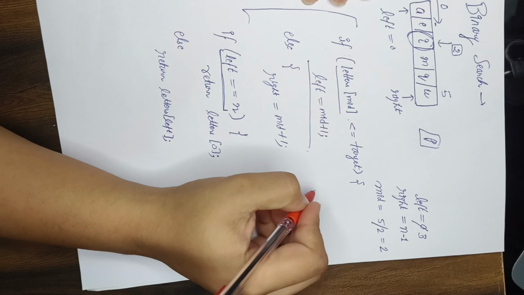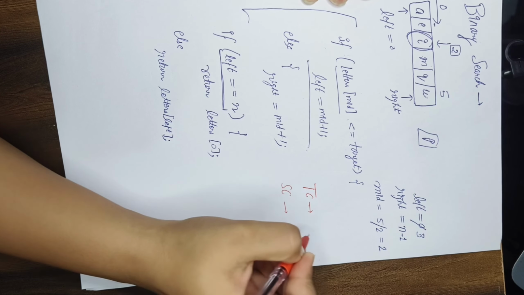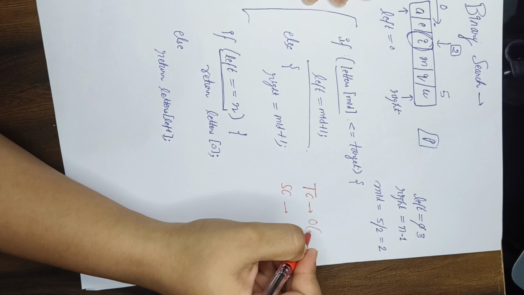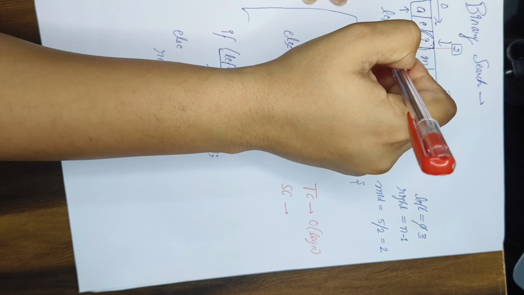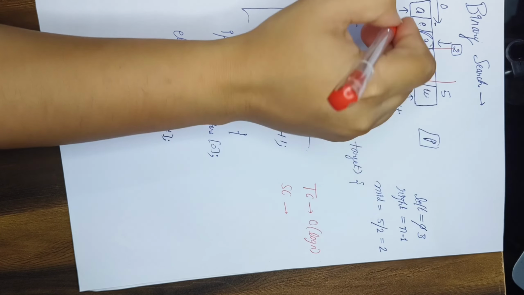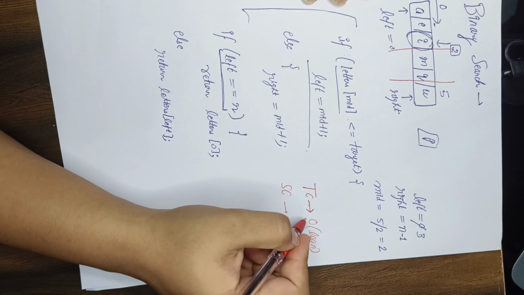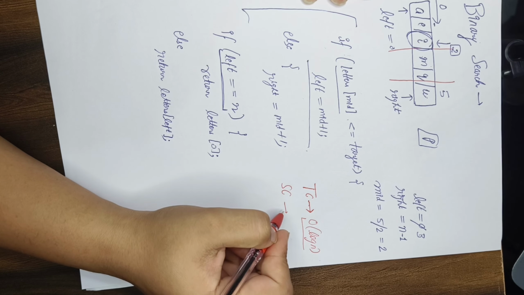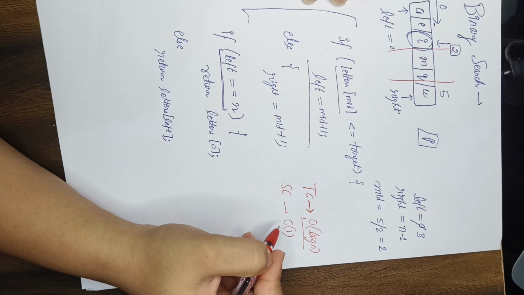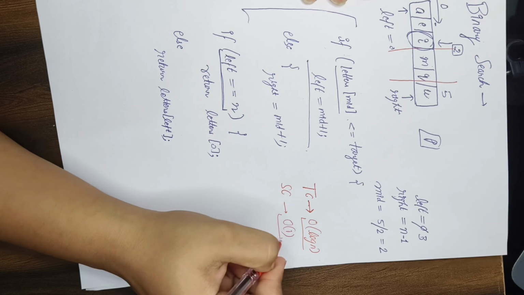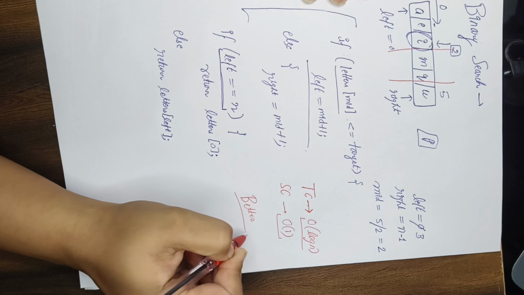If we talk about time complexity and space complexity, time complexity will be order of log n, because every time we are halving the array, half, then half. And space complexity will be order of 1, because no extra space is used. So this is a better approach than the previous one.